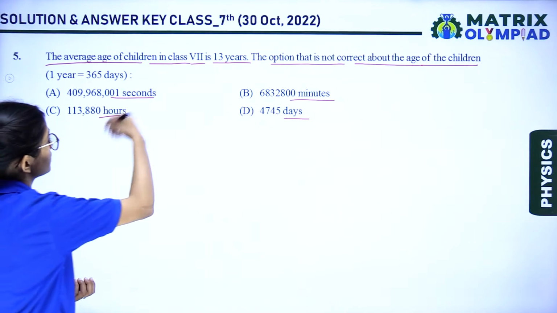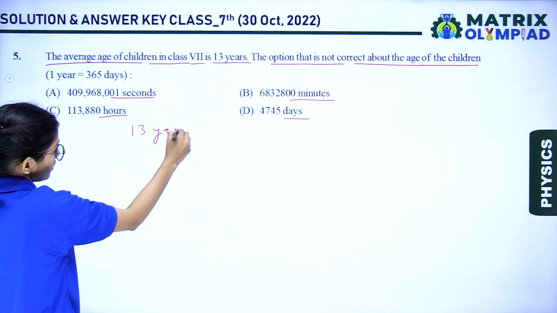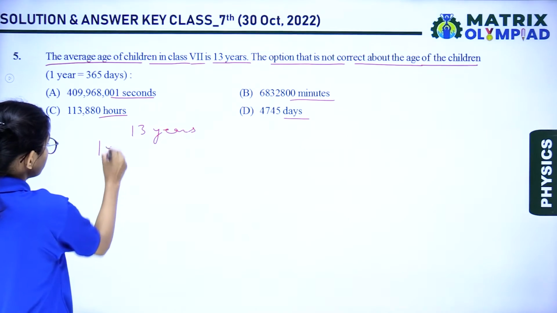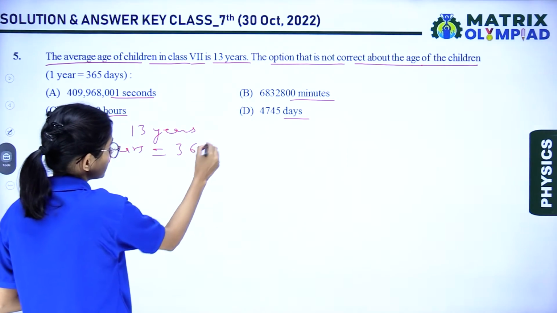The average age of the children of 7th class is 13 years. And in 1 year, how many days are there? There are 365 days.